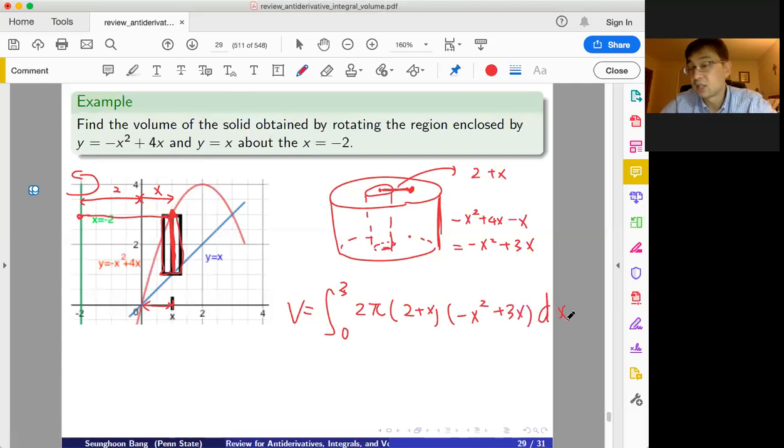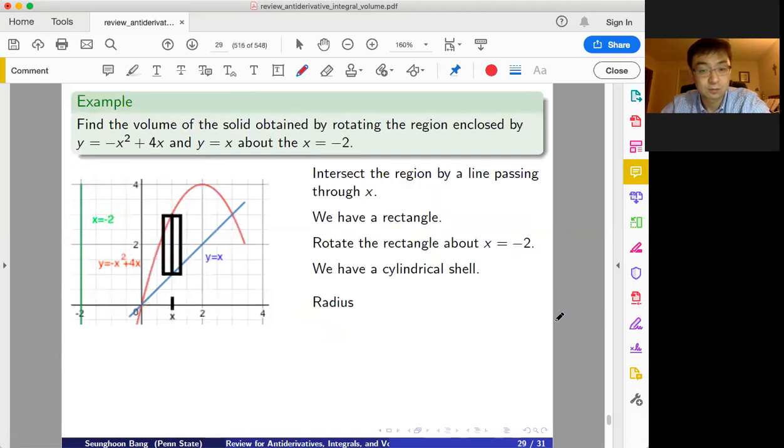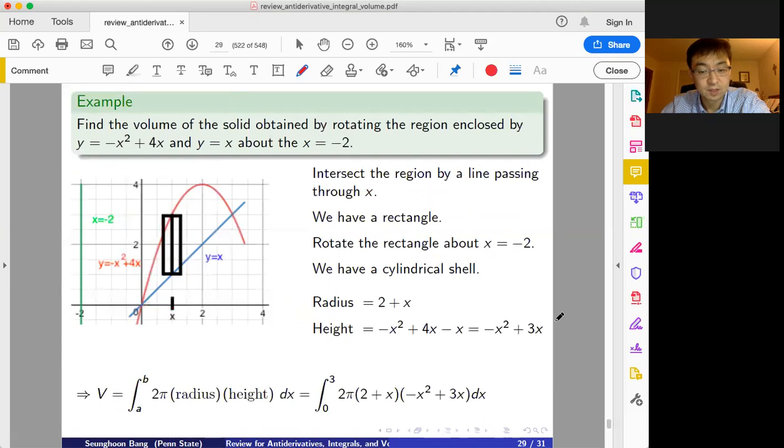You got it? It's different, right? The rotating axis is x equals negative 2, so you have to add 2. Add 2, this is the idea. So 2 more. So here, this is the answer.